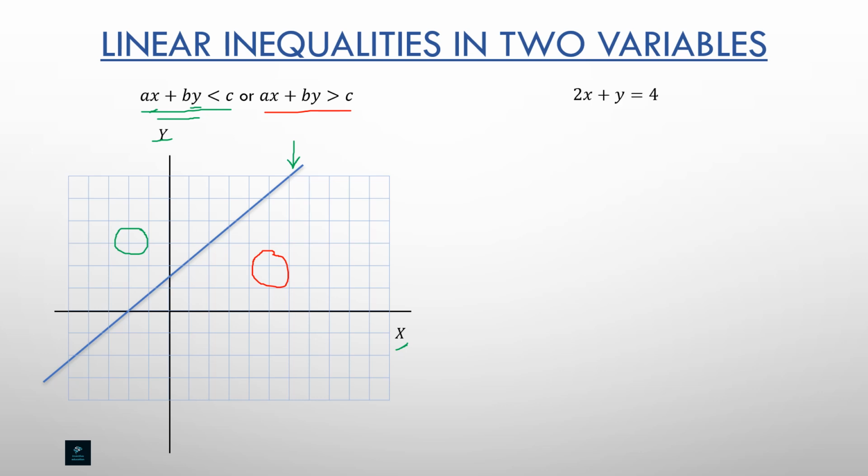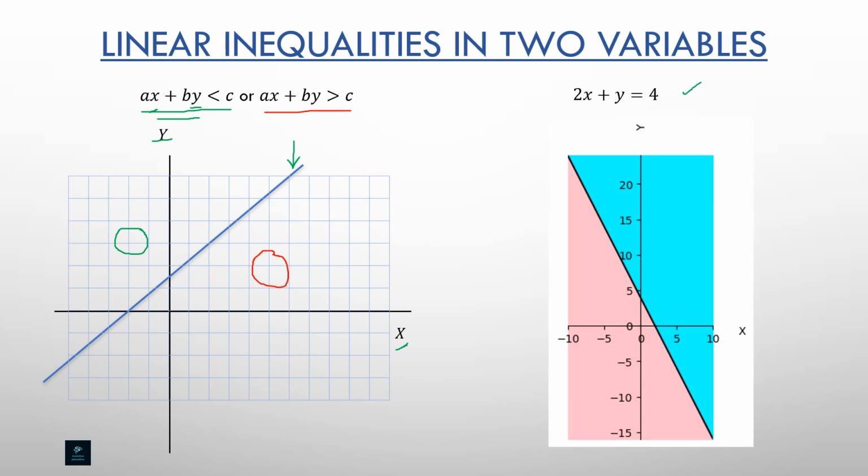For example, we have a line 2x plus y equals 4. This is represented by this solid line in the 2D plane. This pink shaded region is representing the inequality 2x plus y less than 4. And how do we know that it is less than 4?